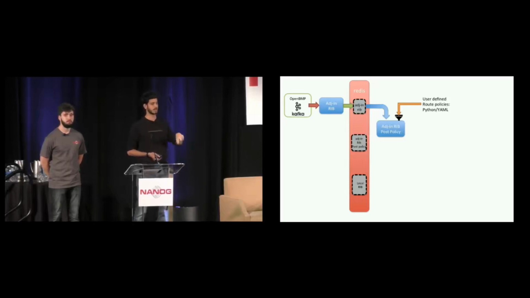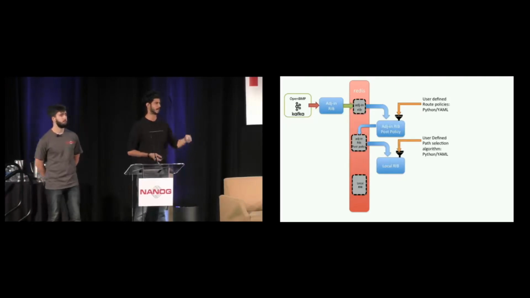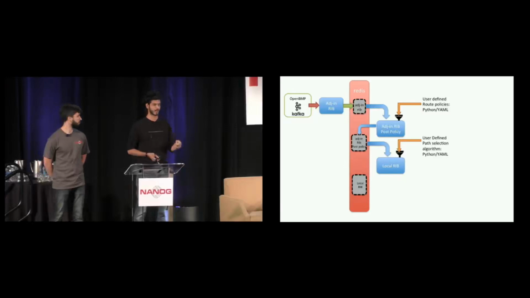Once you've pushed that in, we build out the post-policy RIB, push it back into Redis, and have that same structure go on to create the local RIB. There, again, you can push in your own representation of a path selection algorithm so that you can select the right paths you want to push out. So by splitting up the RIBs and only the RIBs, we allow you to define your own route policies and route policy algorithms, and also your own path selection algorithms.